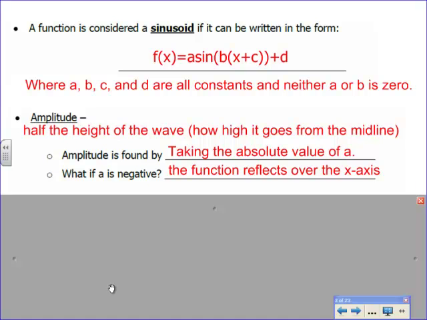Amplitude is found by taking the absolute value of A, so whatever number is out front. So a normal sine curve is 1 times sine of x, which makes its amplitude 1. If you put a different number out front, it does that vertical stretch, which would give you the new amplitude. What happens if A is negative? Well, we know this again from Unit 8. If A is negative, it's a negative outside the parentheses, and it will reflect over the x-axis.